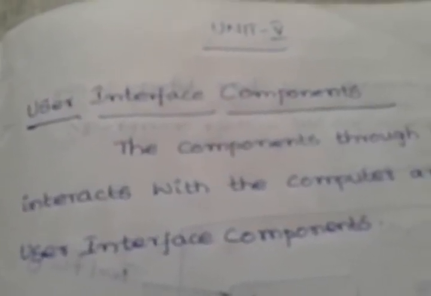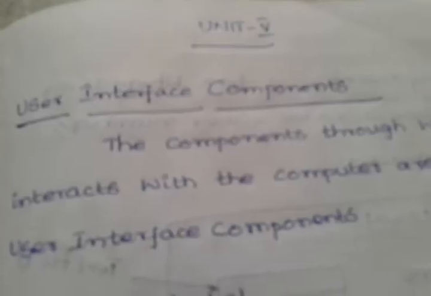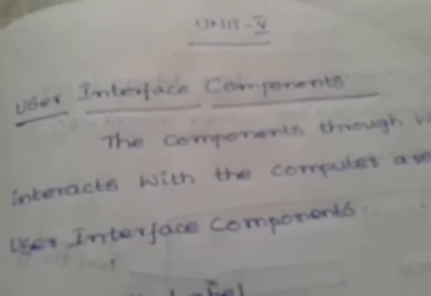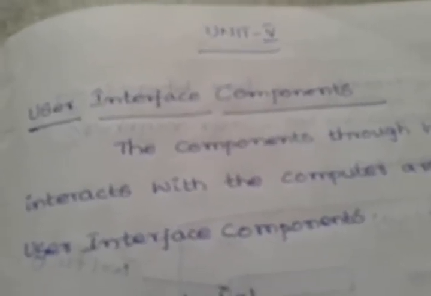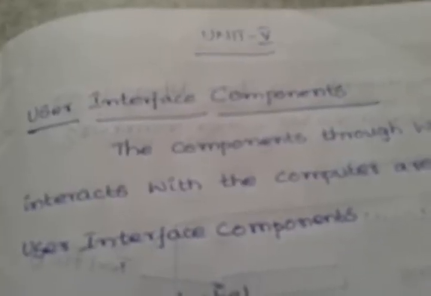So let us have a brief overview of the components. What is meant by user interface components? The components through which the user interacts with the computer are called the user interface components. What are the different components? Label. It represents static text. It does not have any action when you click on it.